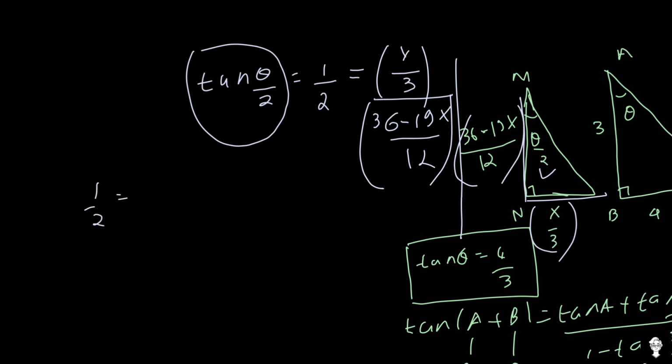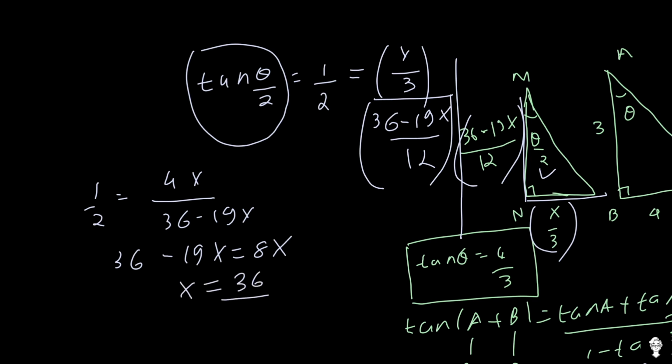Okay, so now let us simplify this. 1/2 would be equal to 4x/(36 − 19x). This would give 36 − 19x = 8x. Solving this, x would be equal to 36/27, which is 12/9. Let us simplify that further. So finally, from the table of 9, this will come out as 4/3, and this is the value of x.